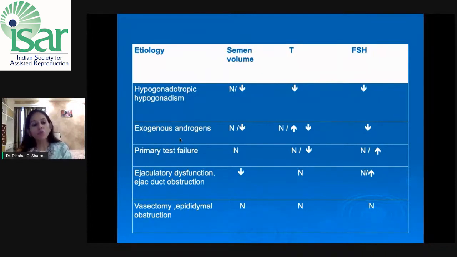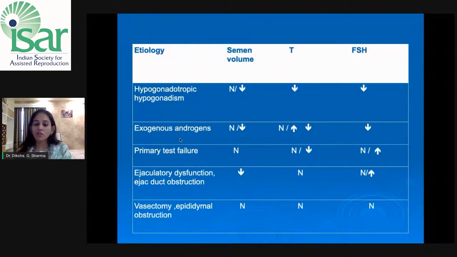In case of hypogonadotrophic hypogonadism, the semen volume will be normal or can even be low. We will be taking it up a little later as well, while the testosterone and FSH levels will be low. If the male has had any ingestion of androgens, then the semen volume can be normal or low, while the testosterone levels can be normal, low, or even raised, and the FSH level will be low.